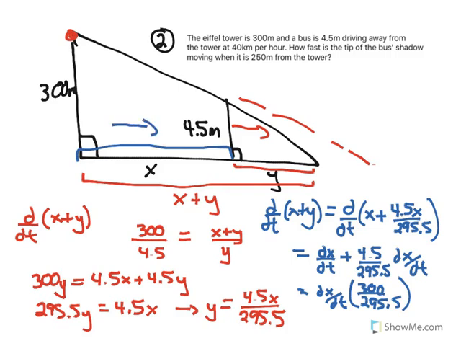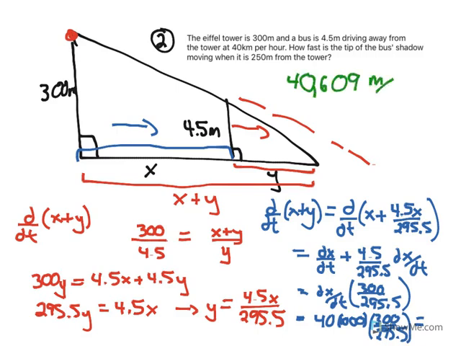Now dx by dt, again, that's saying how fast this length is increasing, and that is the direction the bus driver is going. So that's going at 40 kilometers an hour. So it's 40 times 1,000, because I want how many meters it's changing per hour, because everything else is in meters. So times 1,000 times 300 over 295.5, and we get 40,609. That will be meters per hour.